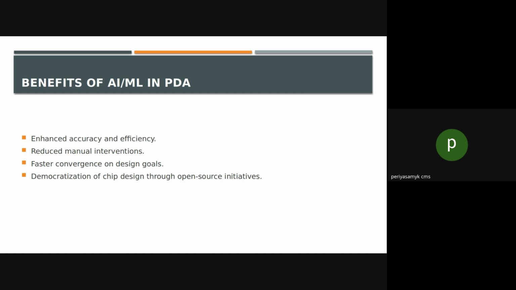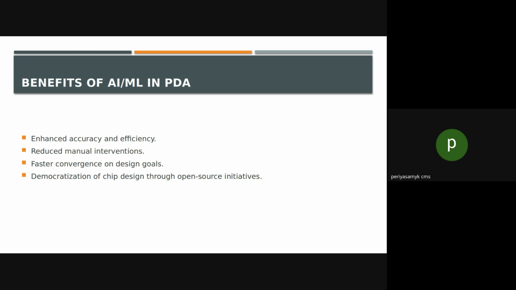The automation of routine tasks like placement, routing, and verification means that engineers can focus on high-level optimization while AI handles more error-prone tasks. This results in faster, more accurate, and more reliable design, reducing the need for manual intervention.